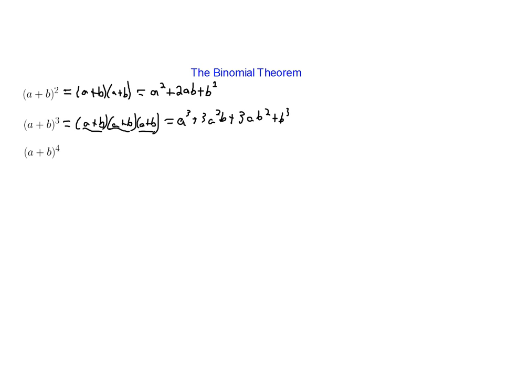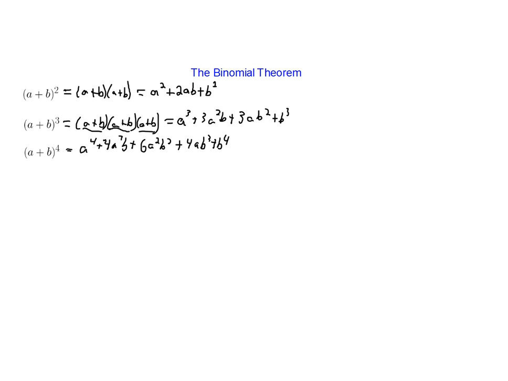And things get even longer if we're looking at doing a plus b to the fourth. So a plus b to the fourth, we would do the exact same thing, and the final result would look something like this: a to the 4 plus 4a cubed b plus 6a squared b squared plus 4ab cubed plus b to the 4.